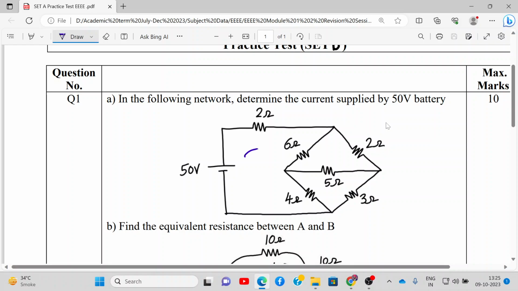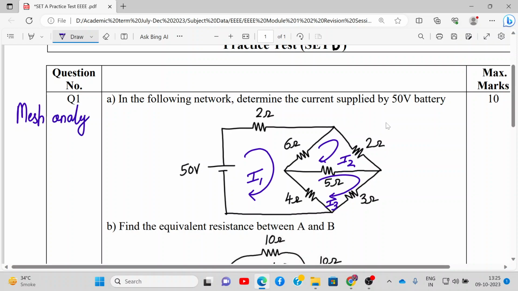All right. So we'll mark the current direction and the current notation I1 here. Here it will be I2, and over here we'll mark it as I3. So we will be solving it by mesh analysis. According to mesh analysis, we will apply KVL in each individual loop. So let's start by applying KVL to loop number 1.